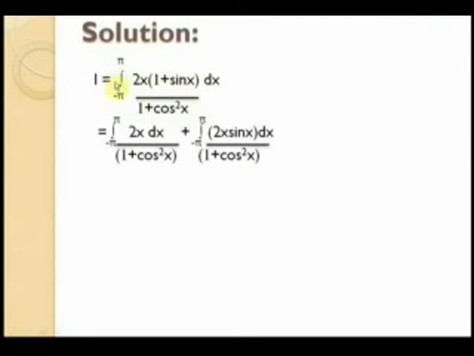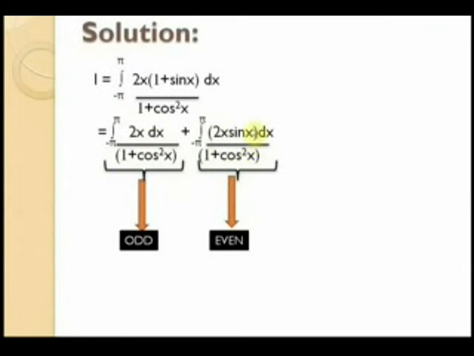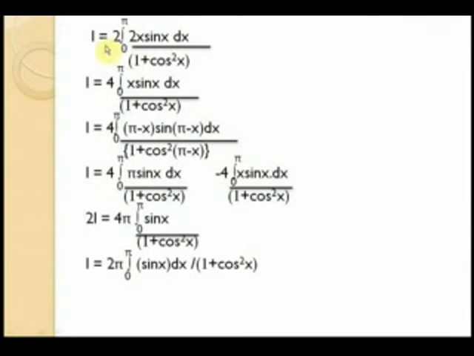Now again we are going to split this term into two parts as I equal to integral of 2x into dx divided by 1 plus cos square x from minus pi to pi, plus the second part is 2x into sin x divided by 1 plus cos square x from minus pi to pi. Now this is an odd function and this is an even function, so this would be equal to 0, and so we get I equal to 2 times integral of 2x sin x divided by 1 plus cos square x from 0 to pi. We take 2 from here to get I equal to 4 times integral of x sin x divided by 1 plus cos square x from 0 to pi.